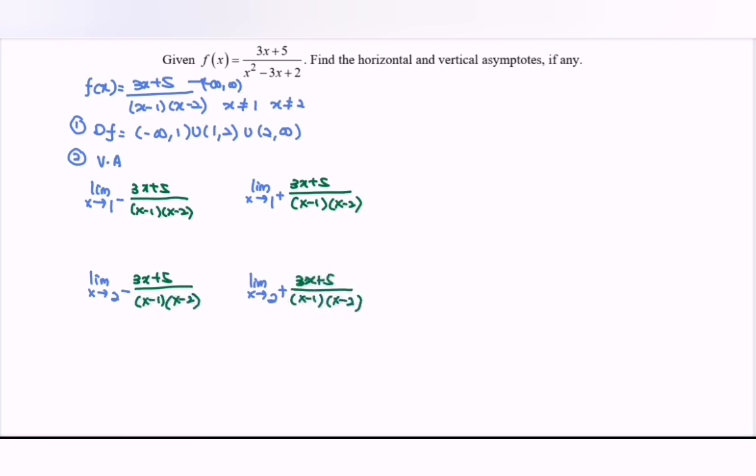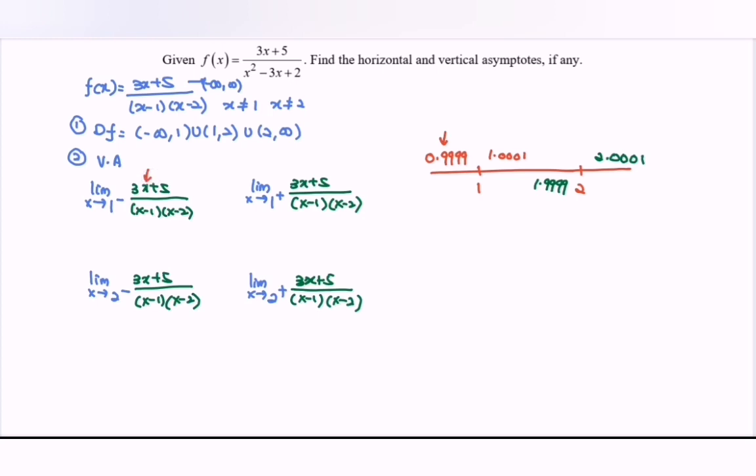So kindly refer to the real number line in here. Focus on the 1 and also the 2. For the left hand side, we have 0.9999, then on the right, 1.0001. Same goes for the 2: we have 1.9999 and 2.0001. So let's substitute into the function. For x approaching 1 from the left, we are going to substitute 0.9999.